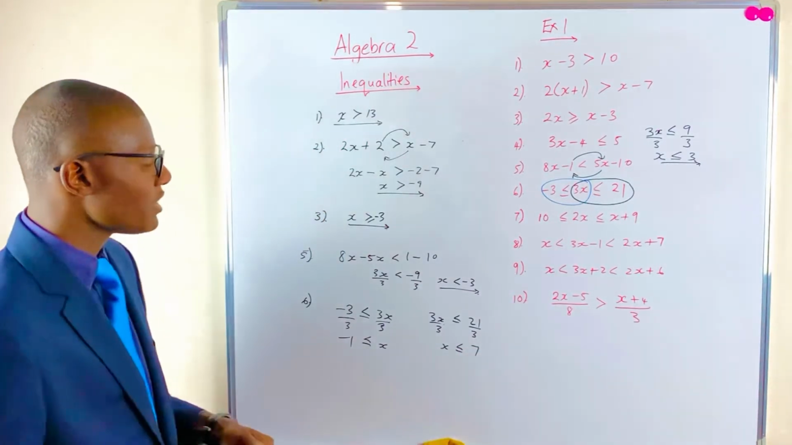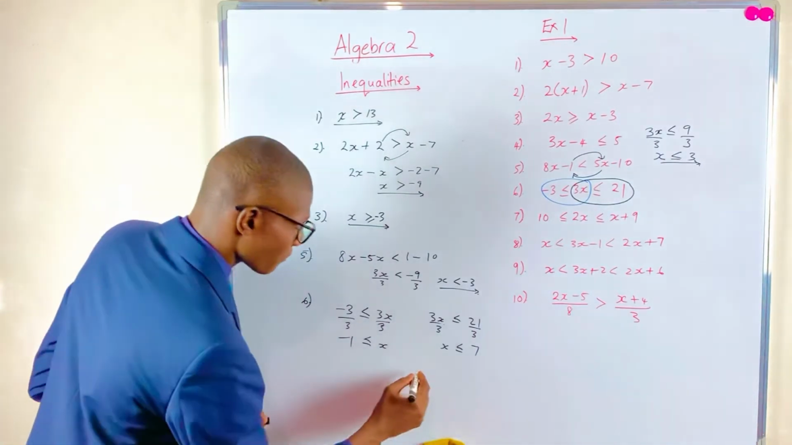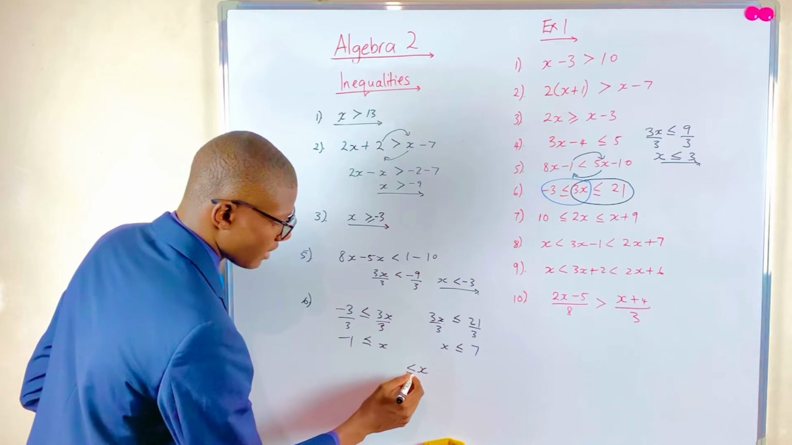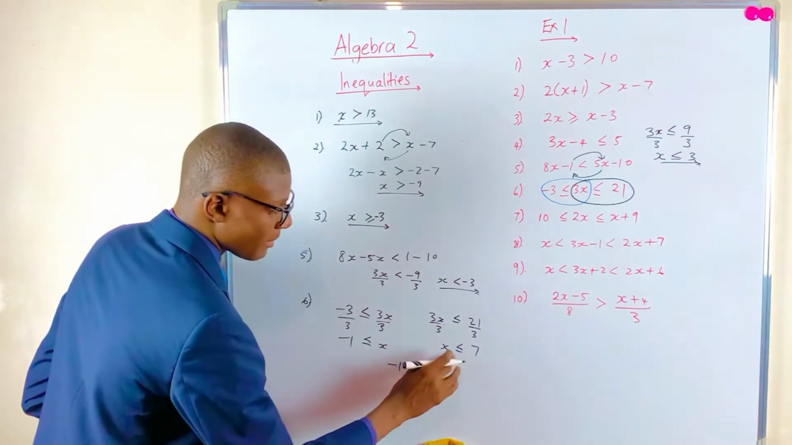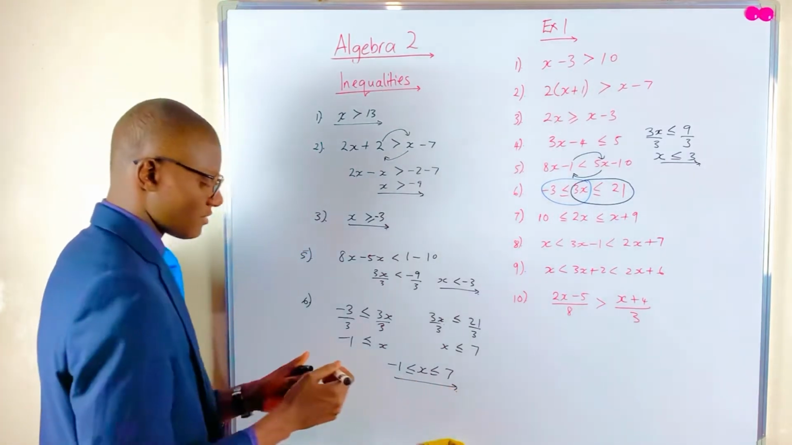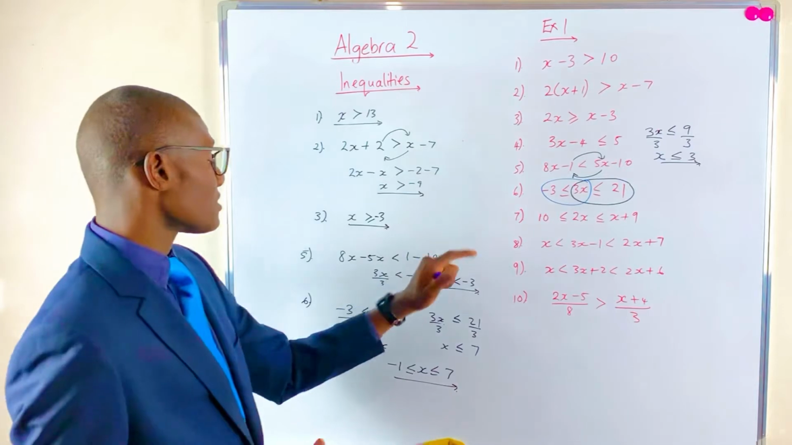So now we simply combine these two inequalities, x being in the middle. We know that x is greater than or equal to minus 1, but less than or equal to 7. So this is the final result that we get for number 6. Then we do the same for number 7.